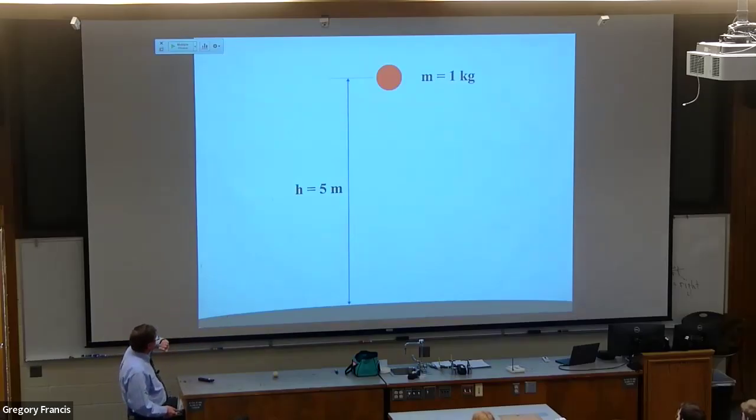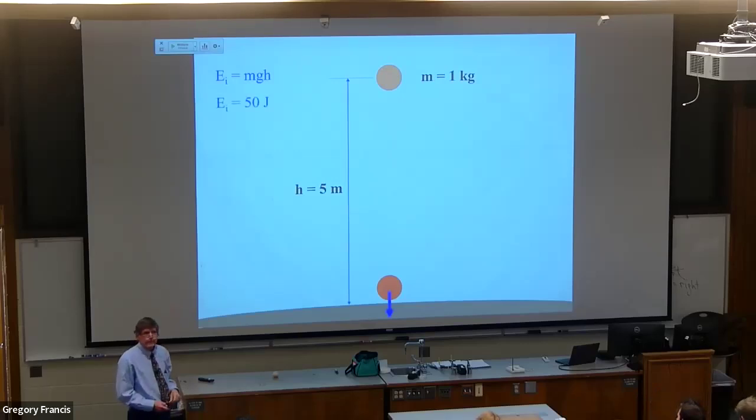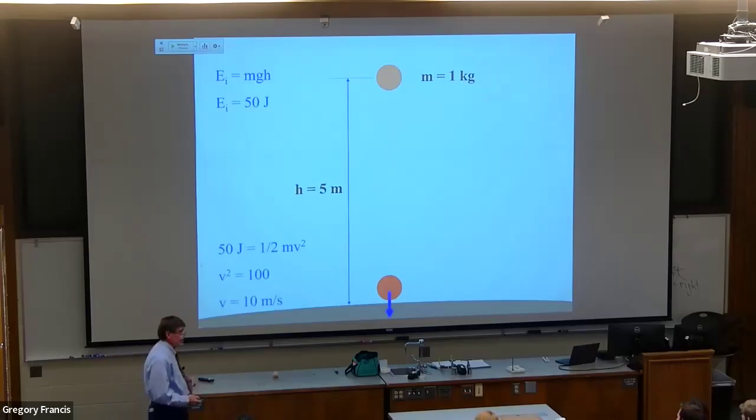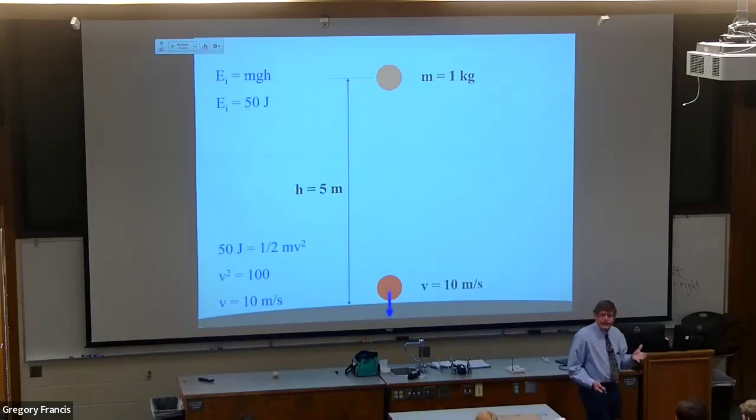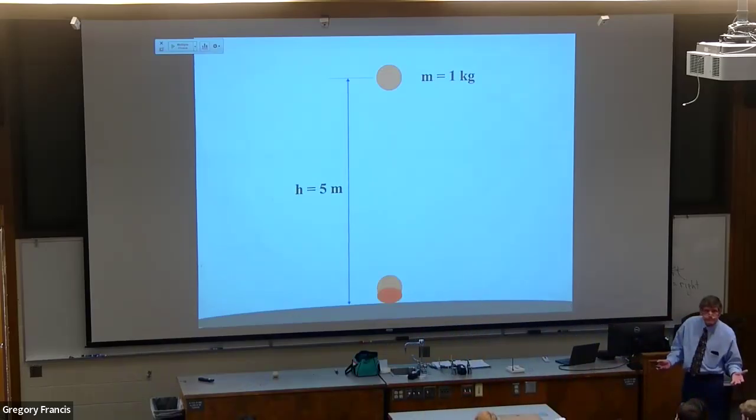And let's say I started with 1 kilogram of clay. Well, I can figure out how fast it's going right before it hits the ground just by using energy. It started with potential energy, gravitational energy, mgh. M is 1, g is 10, h is 5. That's 50 joules. Now, when I look at that 50 joules and turn it all into kinetic energy, that tells me that my final velocity right before it hits the ground is 10 meters per second down. Okay? And then it hits the ground and stops.